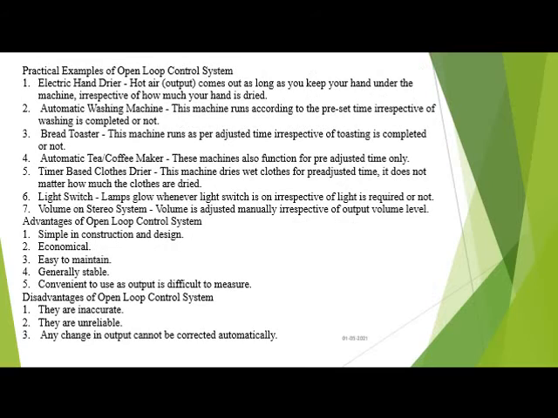After this, practical examples of open loop control systems: electric hand dryer, automatic washing machine, bread toaster, automatic tea or coffee maker, time based cloth dryer, light switch, volume control. Advantages of open loop: simple construction, economical, convenient and easy. Disadvantages of open loop systems: poor accuracy and unreliability.